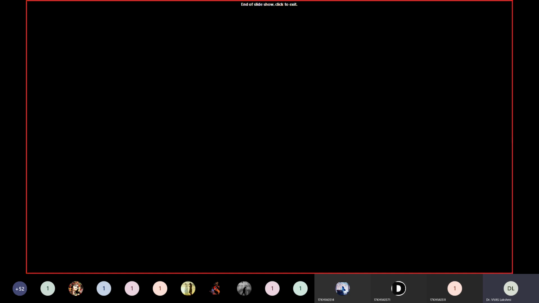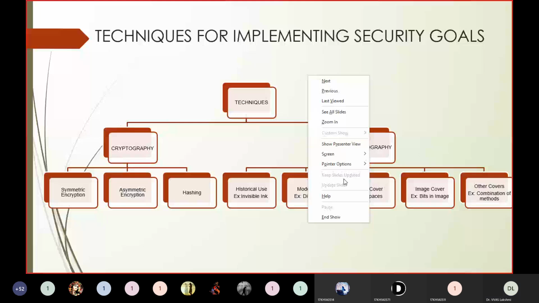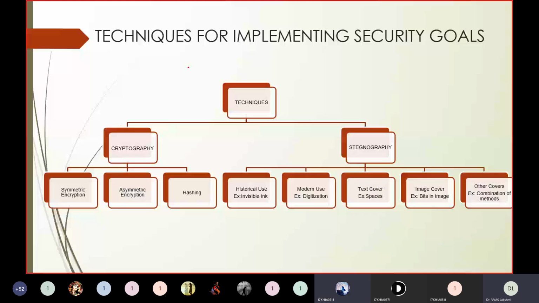Here, what are the techniques to implement the security goals? What are the security goals? Confidentiality, integrity, and availability. These three are the security goals.